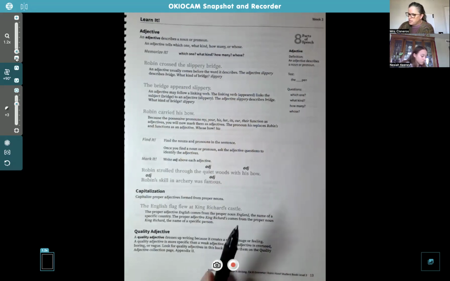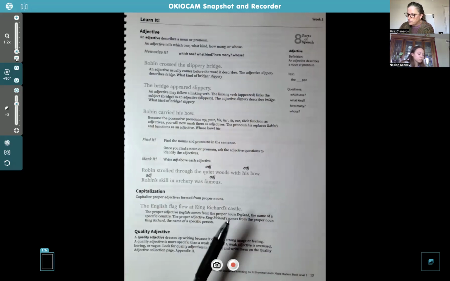All right. Capitalization, that one you already know. Beginning of the sentence, name of a place or a person, any proper noun is capitalized. Any word I by itself is always capitalized.